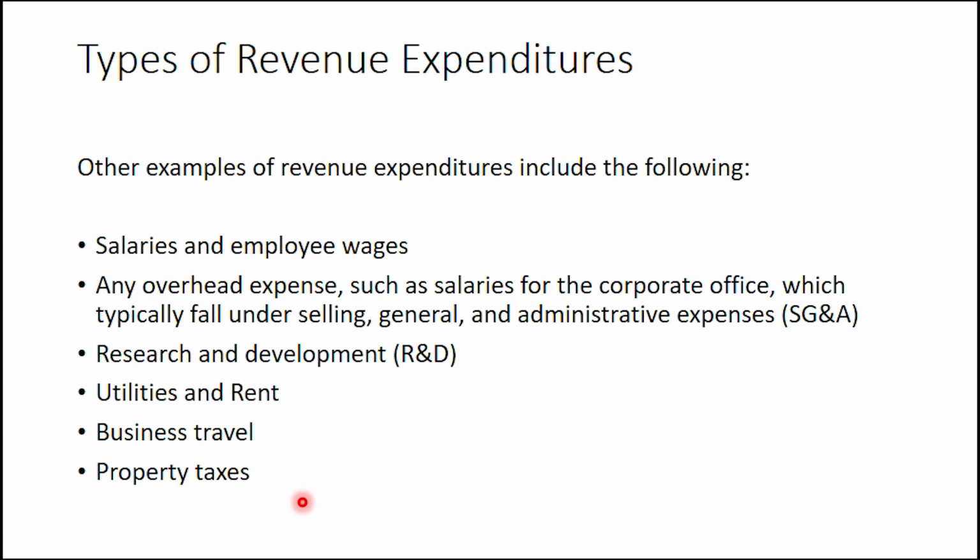First is salaries and employee wages. Every month or every fortnight we are paying some wages. It is a regular feature. So these expenses are known as revenue expenditures.